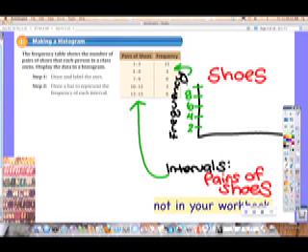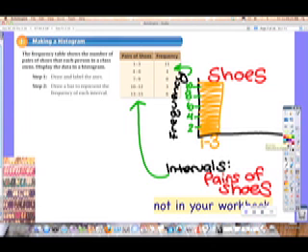Okay, the first interval is 1 to 3. How many people own 1 to 3 pairs of shoes? Kaylee, what do you think? 11. So we've got to make our bar go all the way to 11. That's kind of fun because you can color it in if you want. But then don't forget to label your interval underneath, 1 to 3. Okay, next one. 4 people own between how many pairs of shoes?